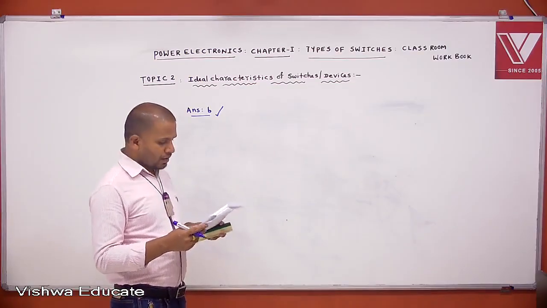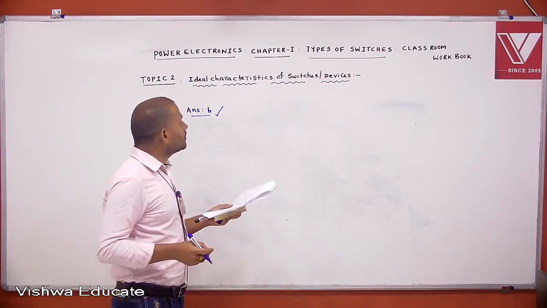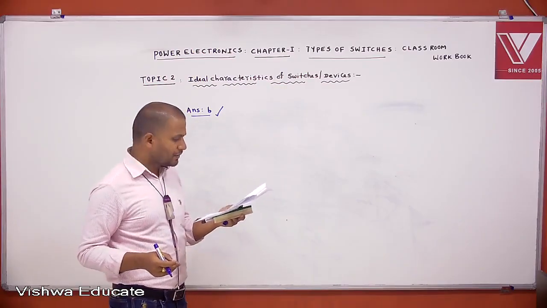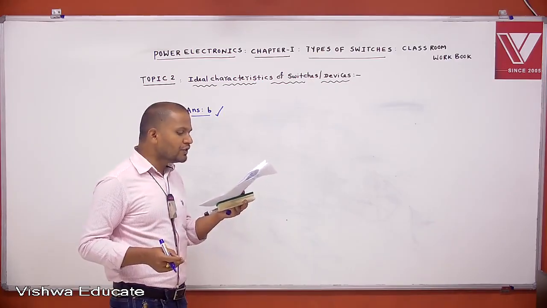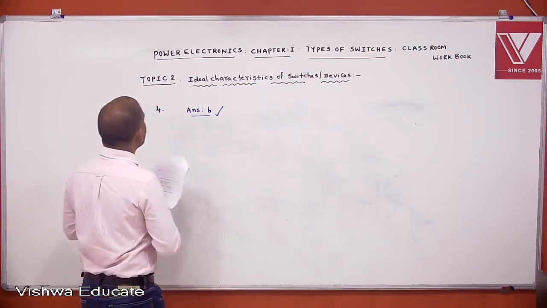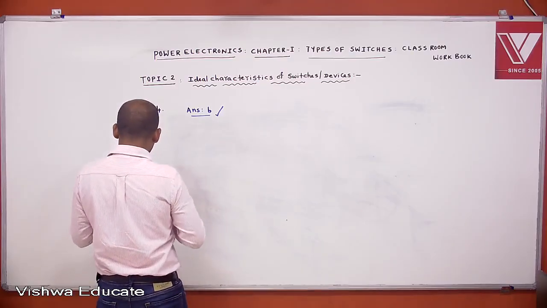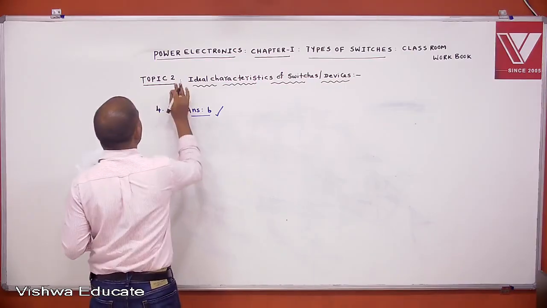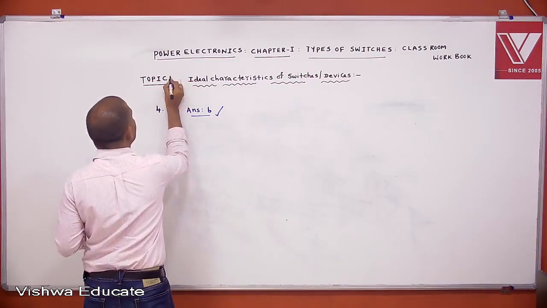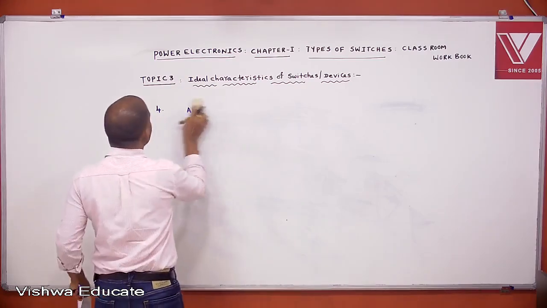Understood? Now go for topic 3 in the same chapter, that is the types of switches concept. Calculation of average conduction losses in switches or devices. This comes under topic 3. Go for topic 3. Yes. This is topic 3.